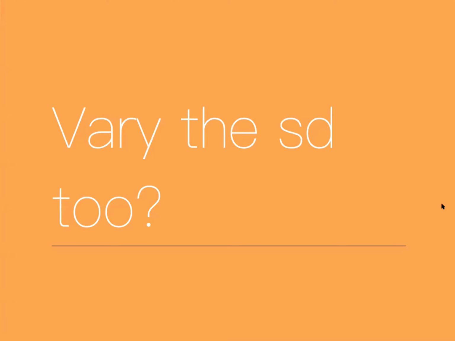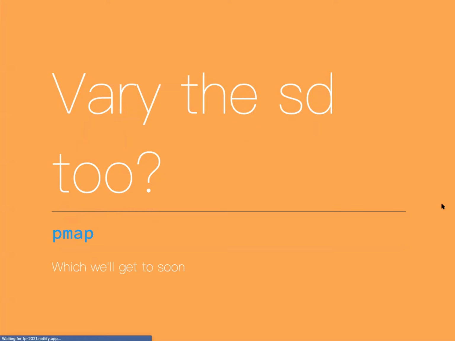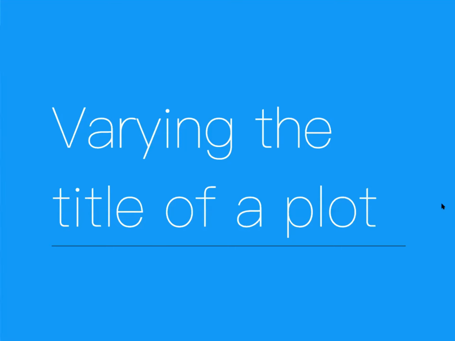Okay. All right, let's say we wanted to vary the standard deviation also. In that case, we would use pmap, or we would use rowwise, which is nice because we don't have to worry about things like that too much. But we'll get to pmap here in just a little bit, okay?